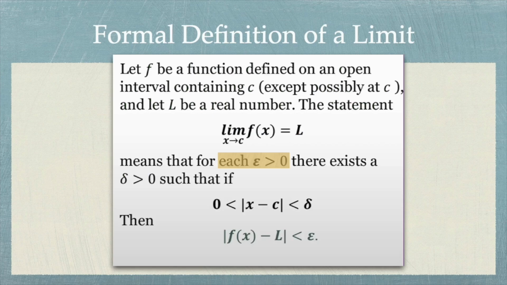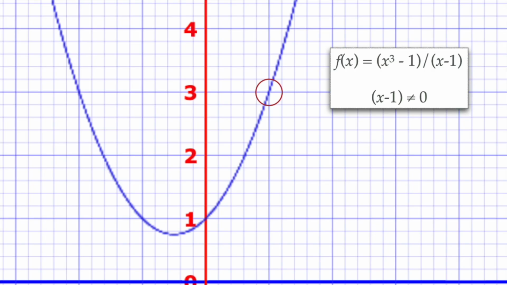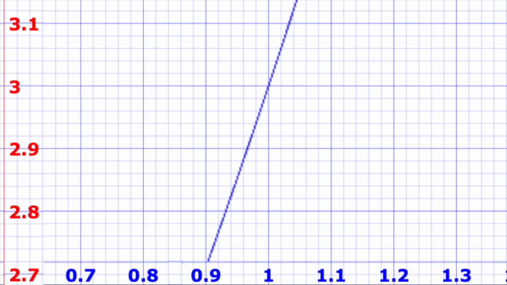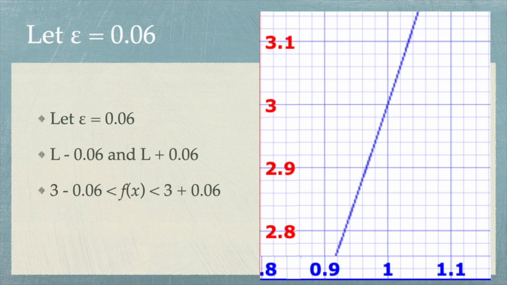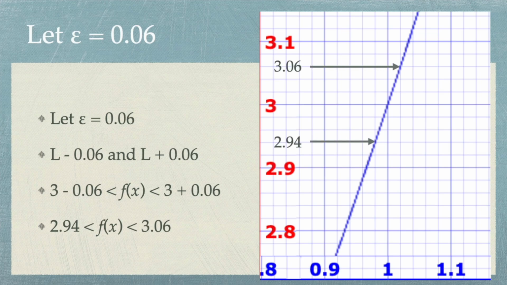Let's pick one more smaller epsilon. How about 0.06? So going back to the function, let's zoom in again, very close to 3. And it looks like these are the function values that would be within 0.06 of 3, which is our limit. And what are these x values? So if we let epsilon equal 0.06, we want to take the limit plus and minus 0.06, and that would give us that the values of the function are between 2.94 and 3.06.